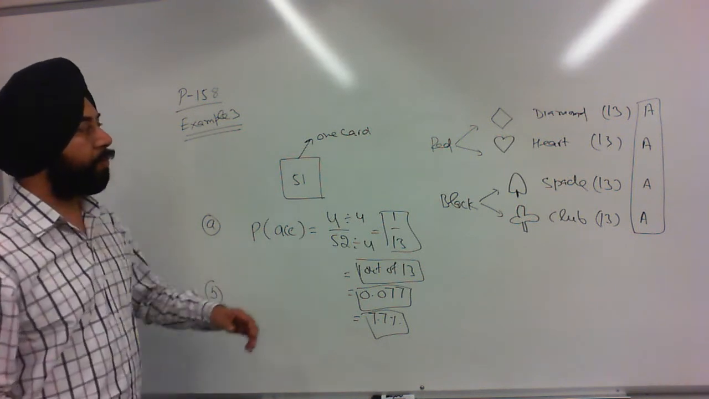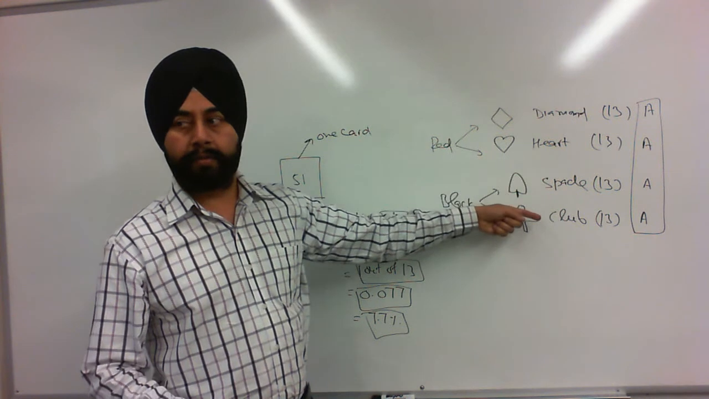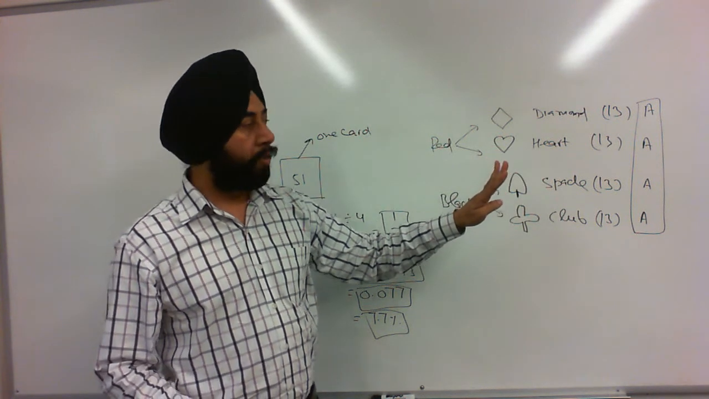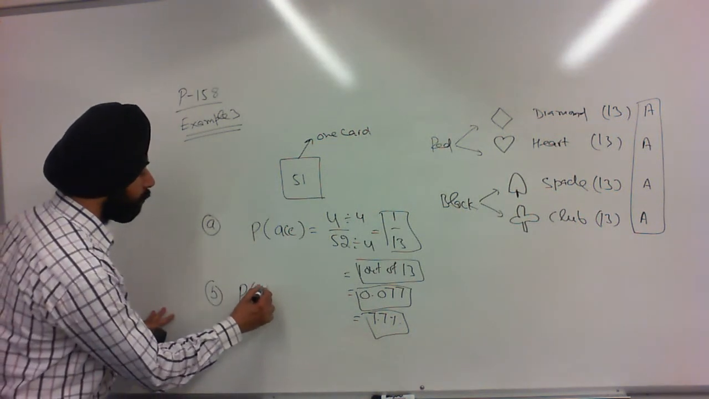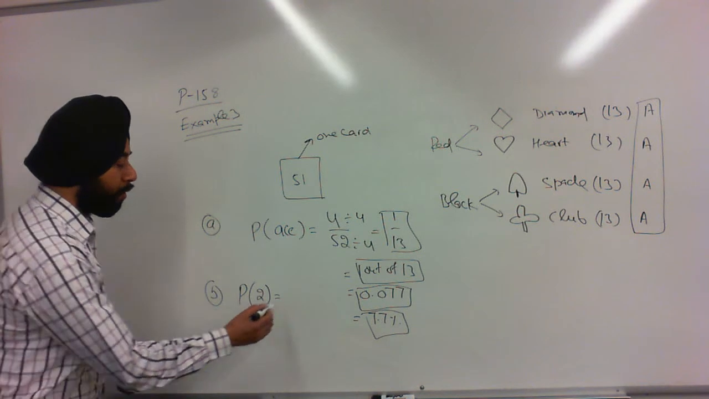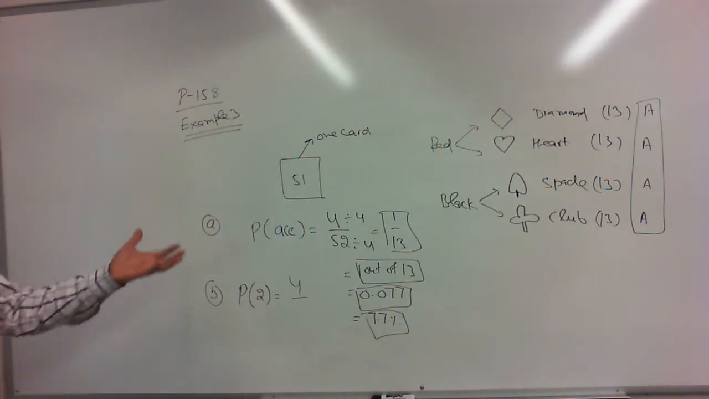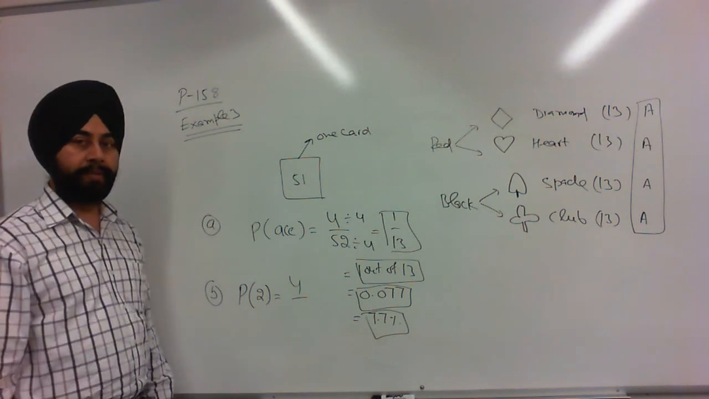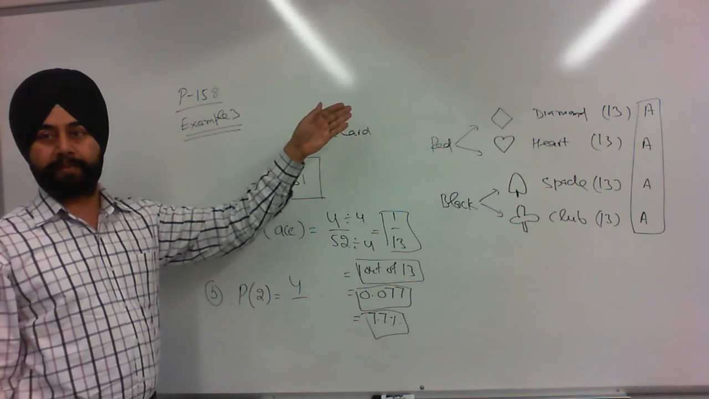How many 2s do you have in all of them? One of each suit, that's 4. You have 4 2s, right? And this is how you write it. The probability of having a 2. You have 4 2s. And then how many total cards do you have? 52? Not 52. The total is 51, because you drew one card already in the previous attempt.